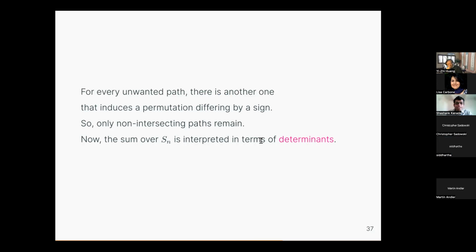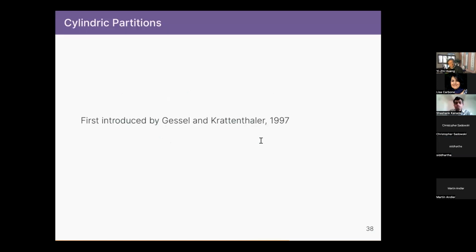Anyway. Okay, so what are cylindric partitions? As I said, they were introduced by Gessel and Krattenthaler, and they were connected to the representation theory of SL_n hat by Tingley in 2008. I believe this is the earliest, but I'm not an expert in this. So if someone knows any earlier reference, I'll be happy to change these slides. But what he did was he understood the models for crystal bases for this using cylindric partitions.